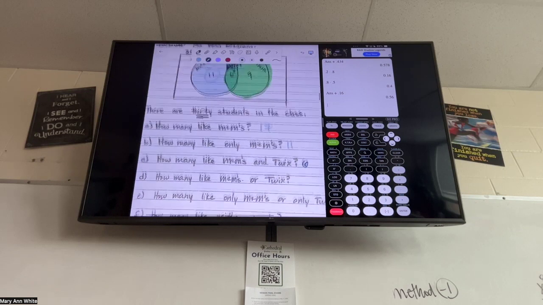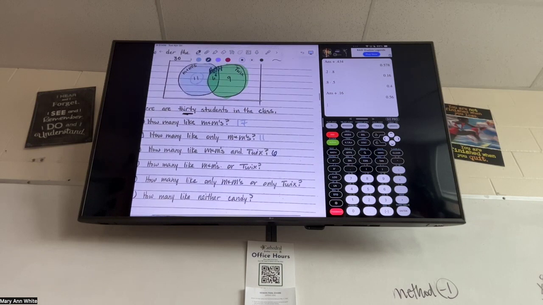Okay, let's compare letter D and E. It says how many like M and M's or Twix, and then how many like only M and M's or only Twix. So I like 20 for the second answer. Where does 20 come from that like only M and M's or only Twixes? That's 11 and 9. So I like 11 plus 9 gives us 20. That's how many like only M and M's and only Twixes.